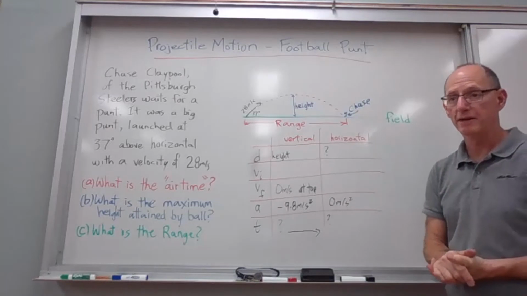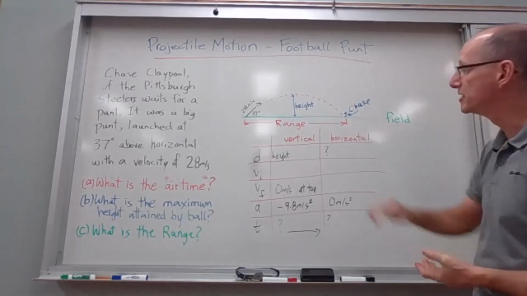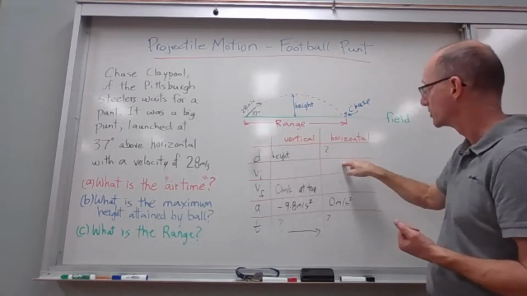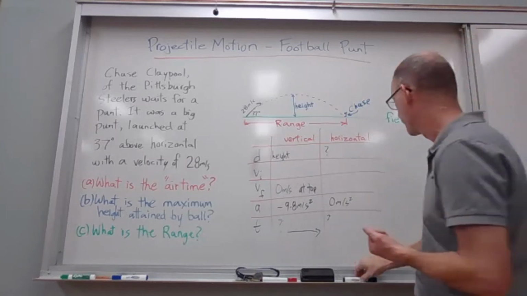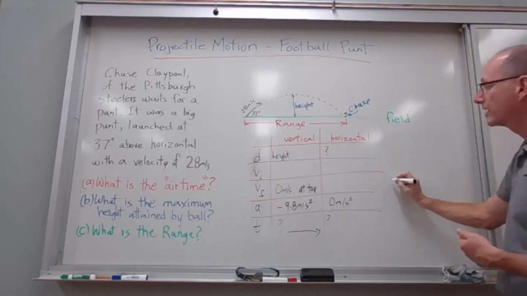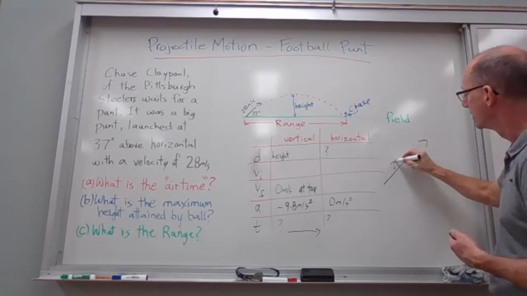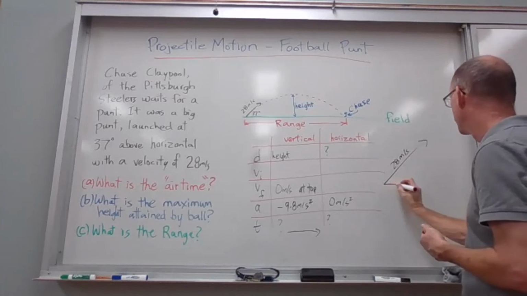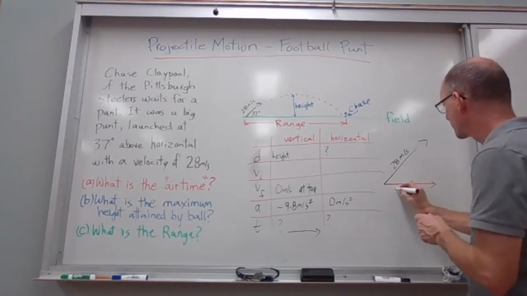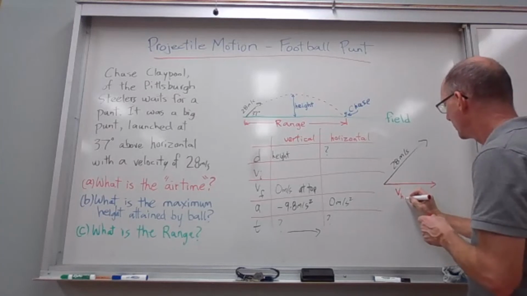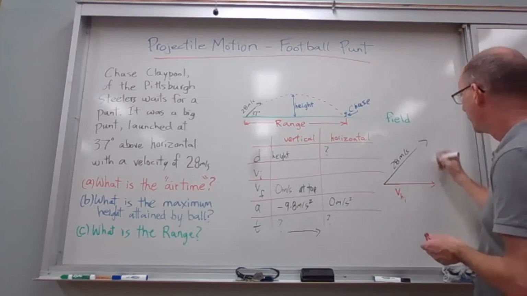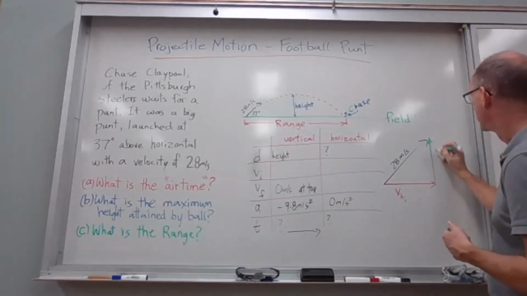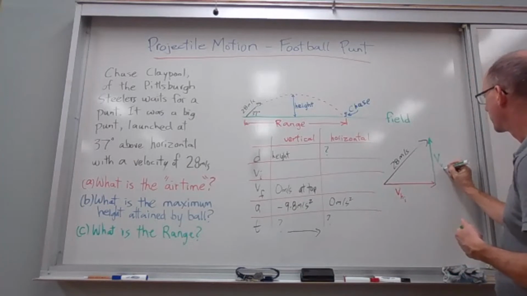than what we had in the Wile E. Coyote situation. What we need to do is break this 28 meters per second up into an initial vertical part and an initial horizontal part. And we'll do that right now. So what I want to do is break that 28 meters per second up into a horizontal part, which I'll do in red, and a vertical part. So this is called the V in the horizontal initial. This one in green is the V in the vertical initial.